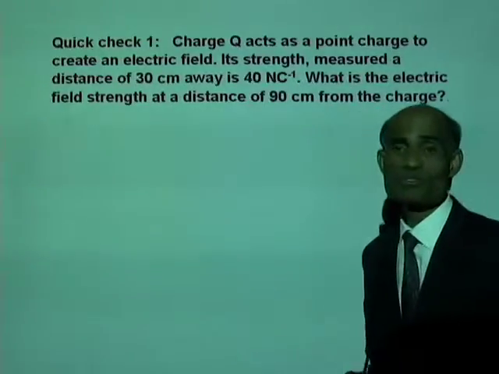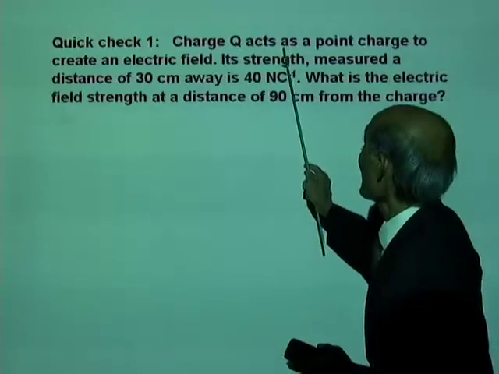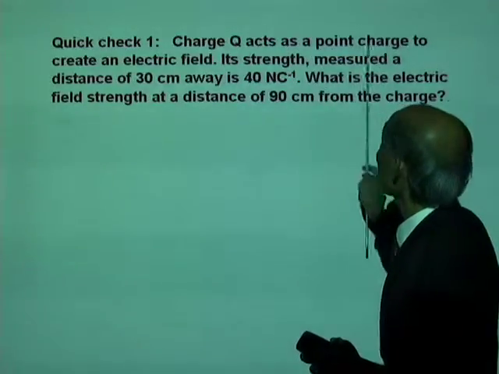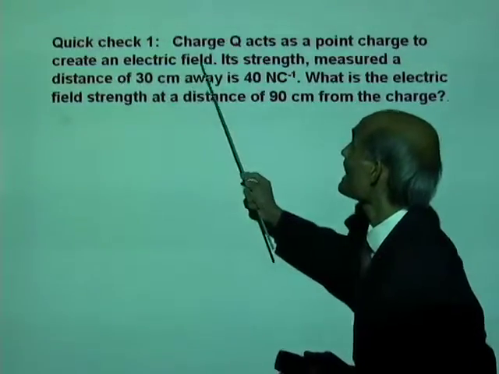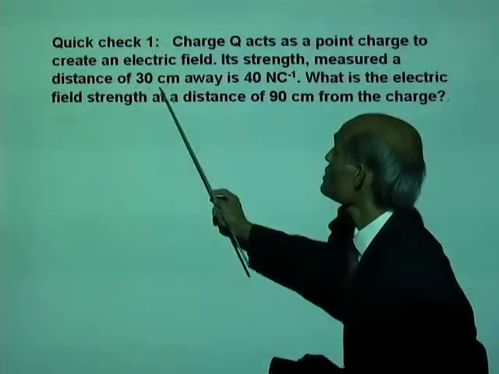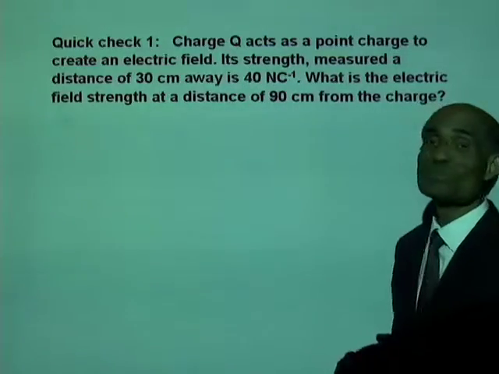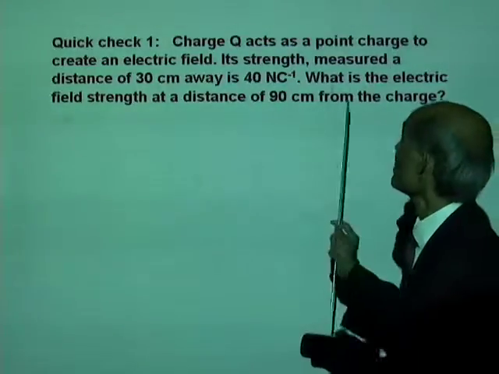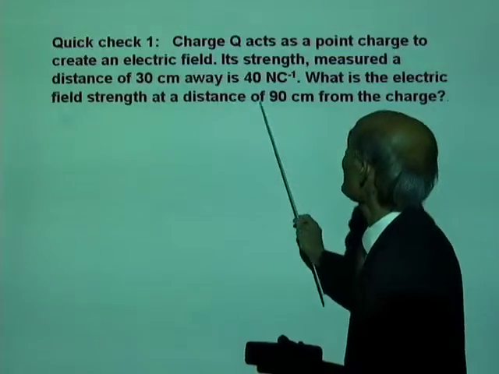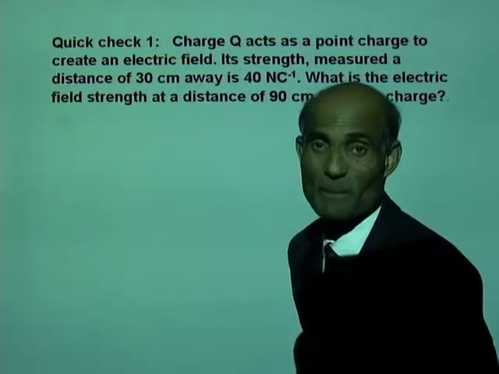Alright, I want you to do a quick check. Charge Q acts as a point charge to create an electric field. Its strength measured at a distance of 30 centimeters is 40 Newton per coulomb. What is the electric field strength at a distance of 90 centimeters from the charge?